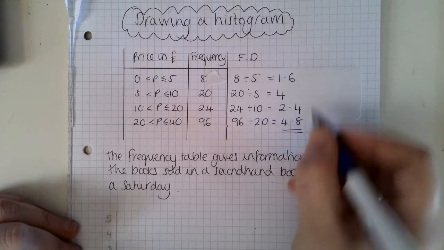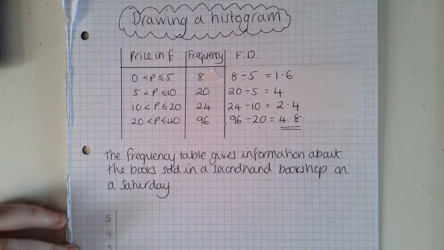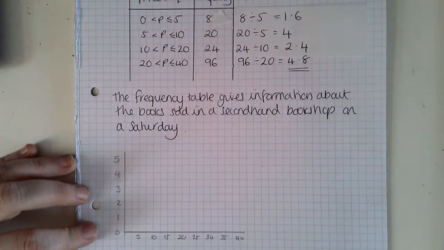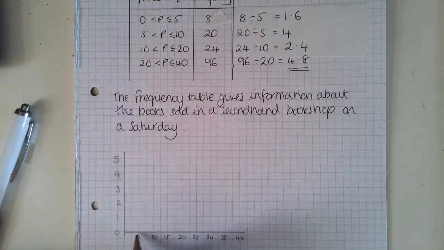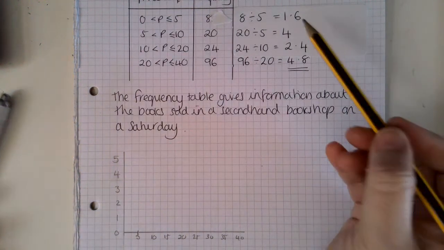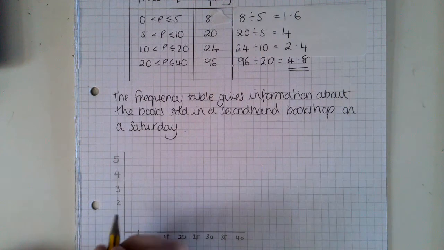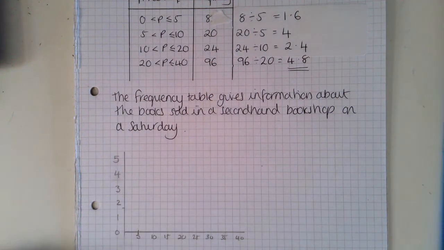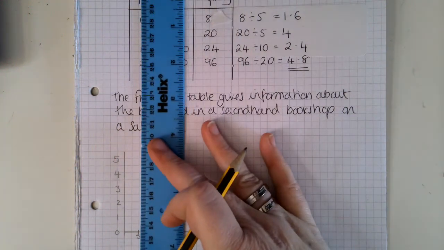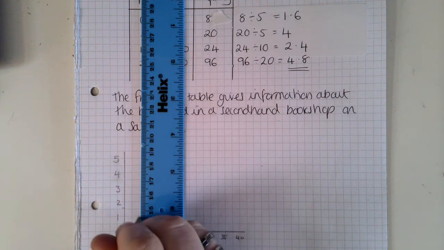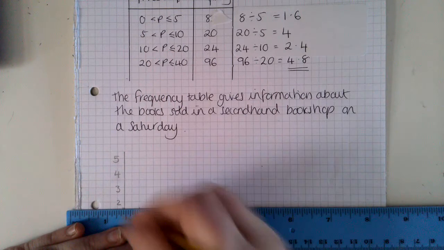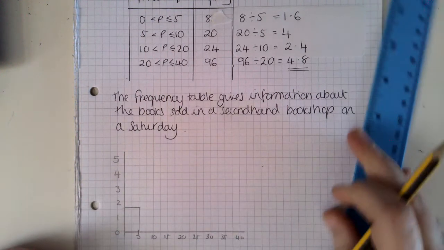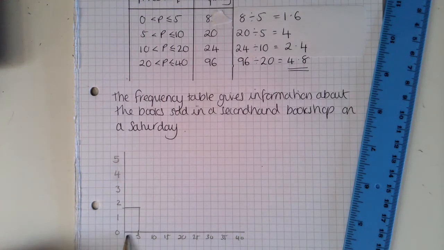Now these are the values that we're going to use to plot our histogram. The first group is from 0 to 5, and that frequency density is 1.6. So we're going to go up to here, and we're going to plot a rectangle to represent that group. So 0 to 5 goes up to 1.6, and that's our first bar in our histogram.